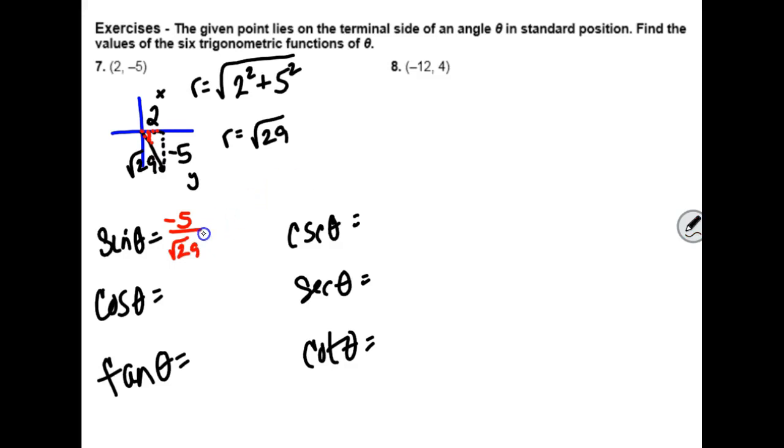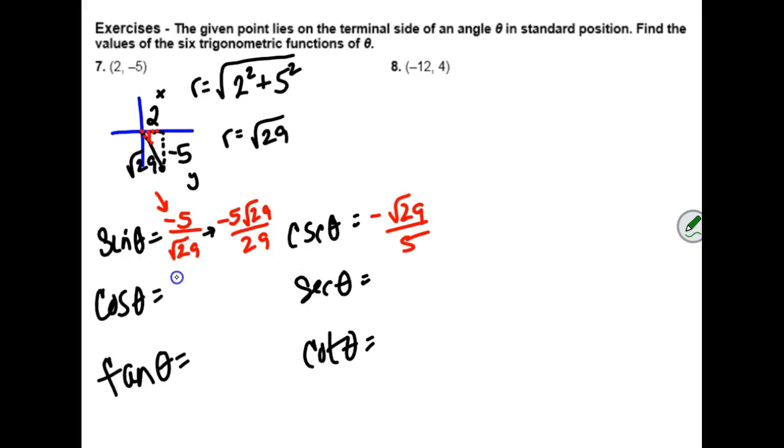Tell me why. Can I leave my answer like that? Apparently not. All right, so -5 square root of 29 over 29. So just like in a previous lesson, when I have you do the reciprocal function, choose wisely. Don't reverse this fraction because you're going to have to re-rationalize. Reverse this fraction. So negative square root of 29 over 5. The negative can go anywhere in your fraction, numerator, denominator, or out in front.